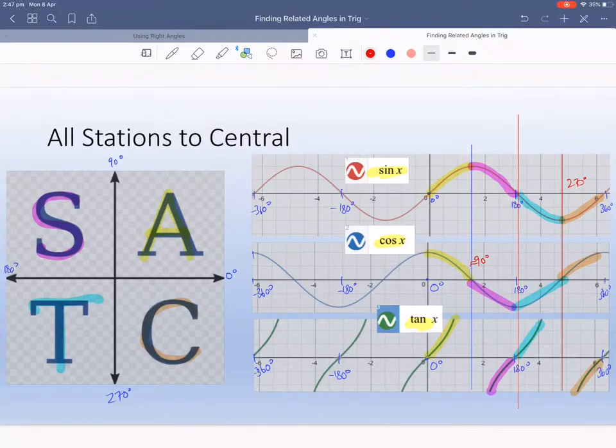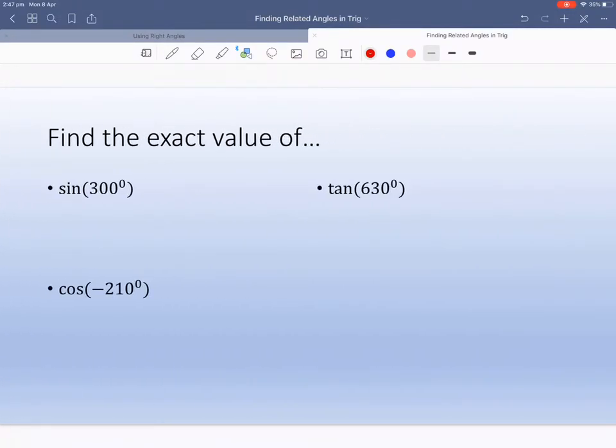This helps us work. Well, we can find exact values of this. So even up to the end of year 12, I want you to be doing it this way. I want you to do a mini all stations to central. Now I'm going to put 300 degrees. Now, 300 degrees is in this quadrant.